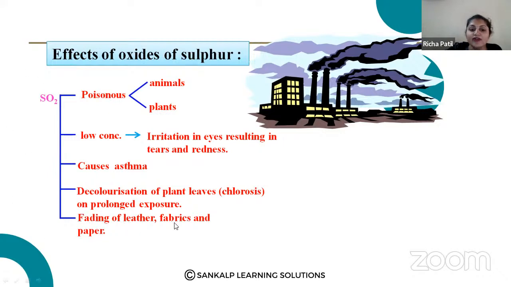So next is fading of leather, fabrics and paper. So these are the certain effects of oxides of sulfur. These are the effects which cause on humans, plants and animals.